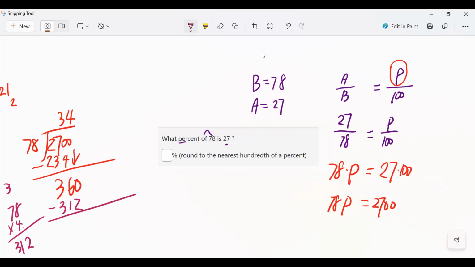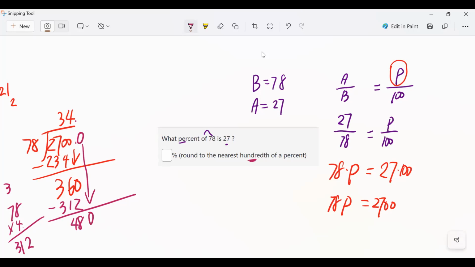Then they want to round to the nearest hundredth, right? Meaning we need 3 decimal places. Now 360 minus 312, that's 48. I'll put a decimal point, copy that into the quotient, and then that is 0. Bring down 0 first.